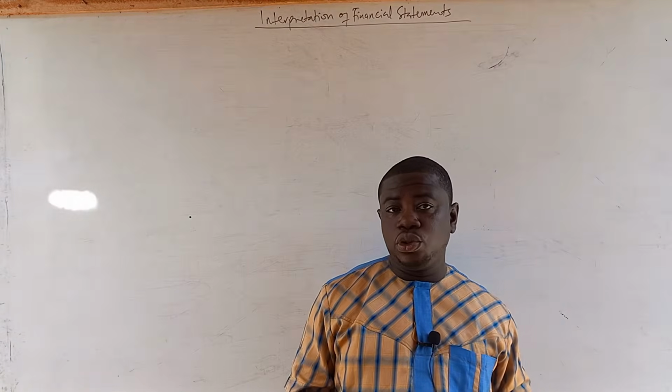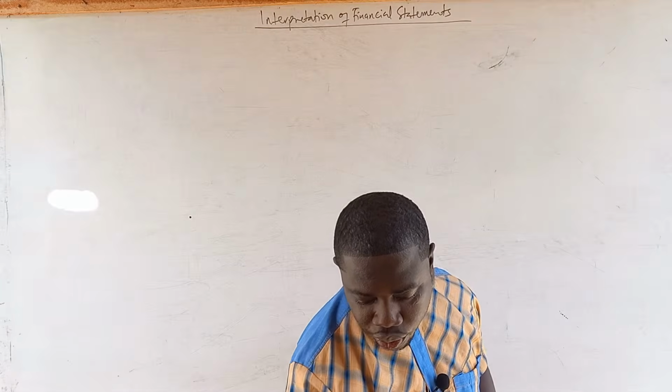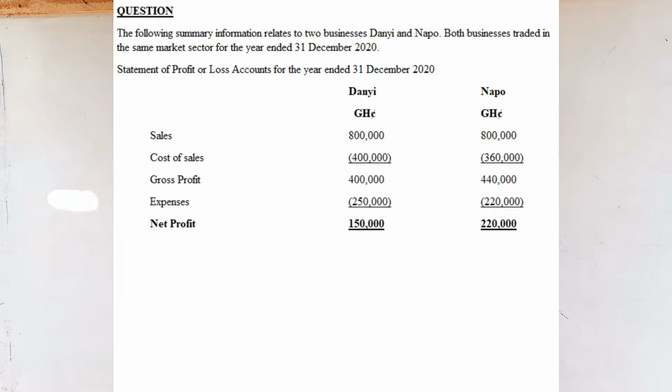Before I read the requirements, I want you to look at something. If you go back to the question, under the statement of profit or loss, you see that the cost of sales of Napo is lower than that of Danyi. Even though they've made the same sales value, Napo has a lower cost of sales, giving it a higher gross profit than Danyi. You can also see that the operating expenses of Napo are lower than those of Danyi. So Napo is, as a result, getting a higher net profit than Danyi. So you can see that Napo is doing well in terms of profitability.